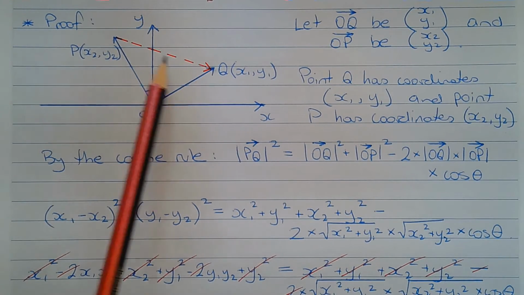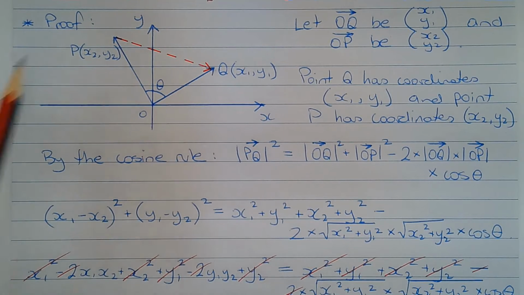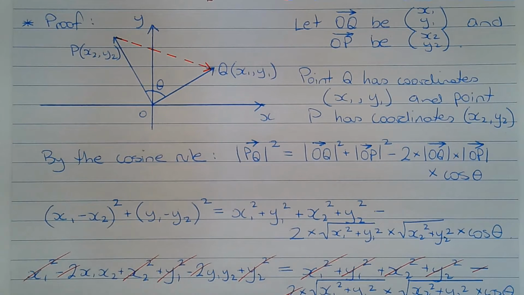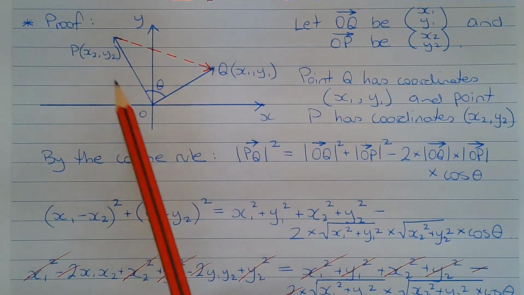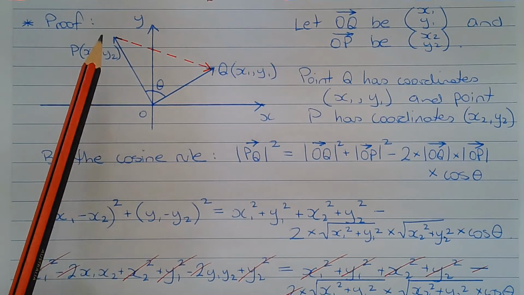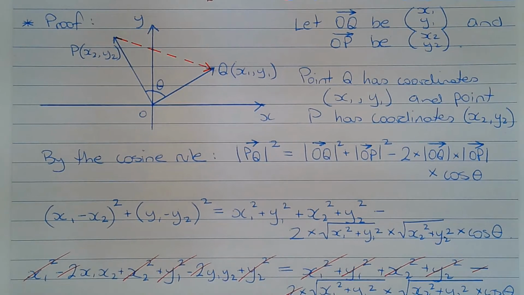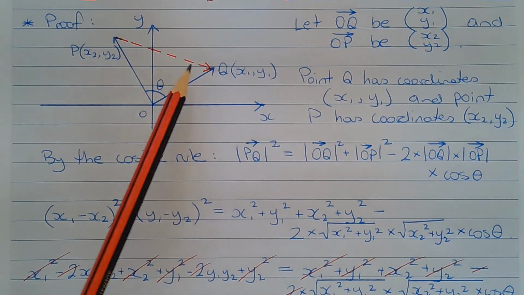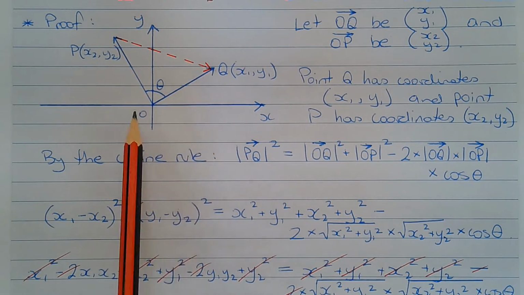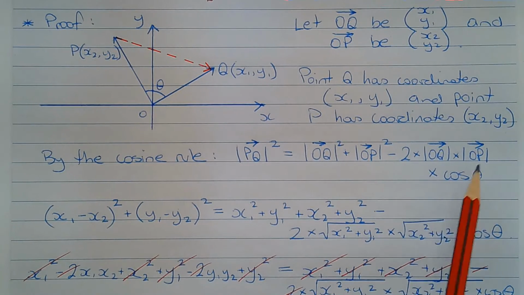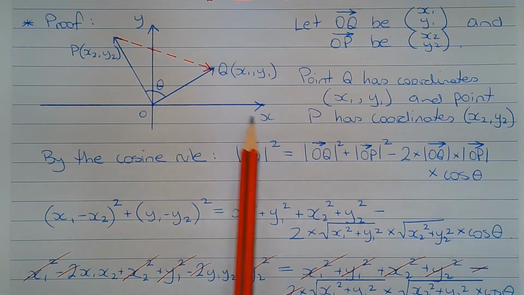Now joining PQ, we then complete triangle OQP and we can apply the cosine rule. And we'll define angle theta as the angle between vectors OQ and OP. So I'm going to treat OQ and OP now as intervals, and PQ is the interval that joins P and Q. Now by the cosine rule, PQ squared is equal to OQ squared plus OP squared minus 2 times OQ times OP times the cosine of the angle between OQ and OP.